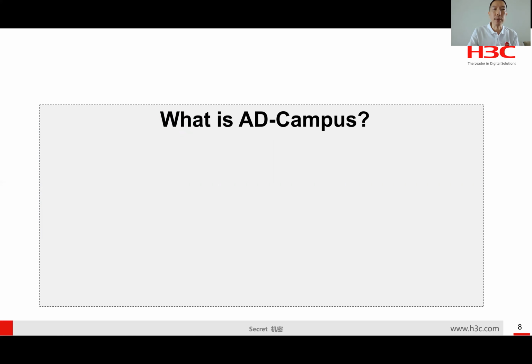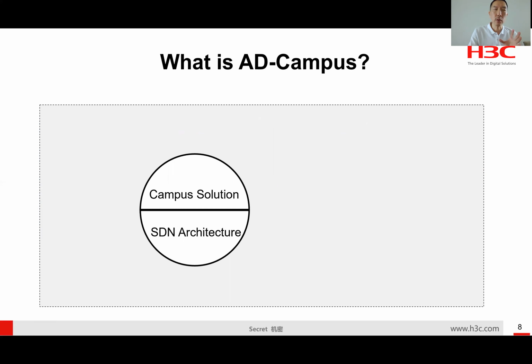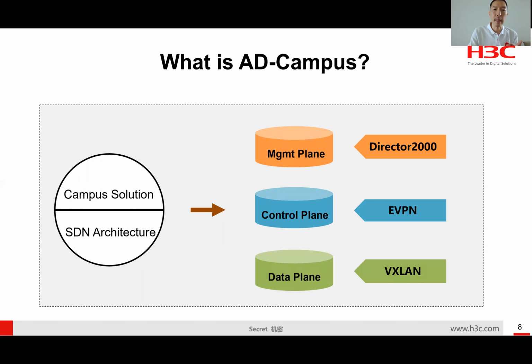So what is ADCampus? ADCampus is the H3C SDN solution for campus networks. So actually, we offer the campus solutions based on the SDN architecture. Normally, in the SDN architecture, we separate the whole network into management plane, control plane, and data plane. That means before, in a network switch or network router, everything was combined in the device. But right now, we separate it into different logical planes, and for each logical plane we use different technology to manage. So this is what we are doing right now.